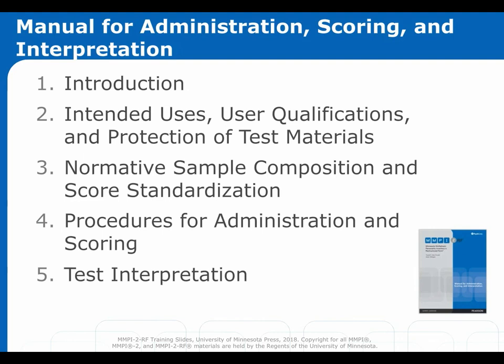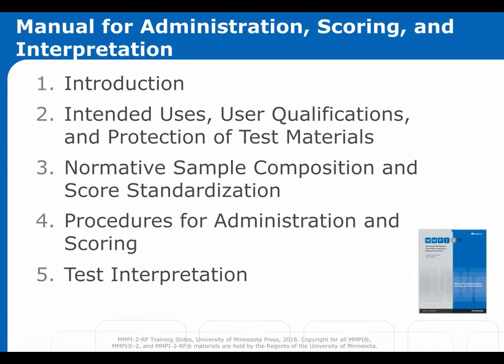Finally, the fifth chapter outlines the procedures for interpreting the instrument. The manual outlines a method of organizing interpretations based on the structure of the restructured form scales, as well as provides specific recommendations based on information presented in the instrument's technical manual regarding how to interpret each of the 51 scales of the restructured form.